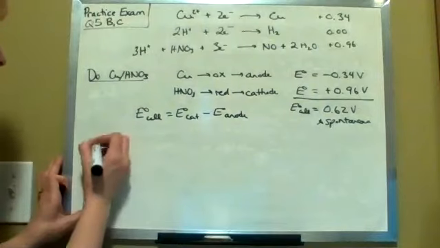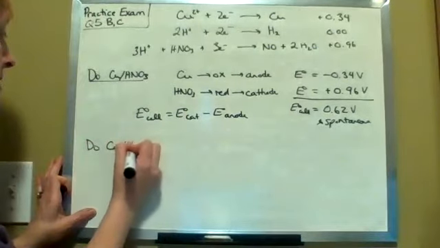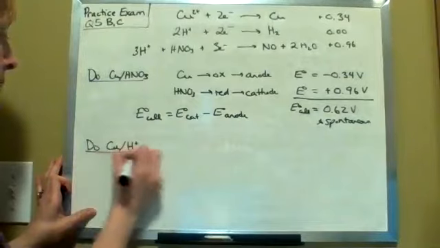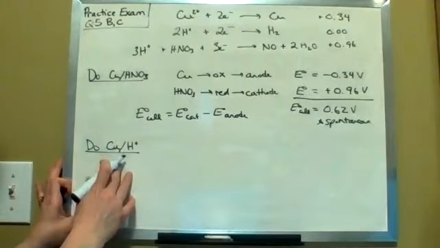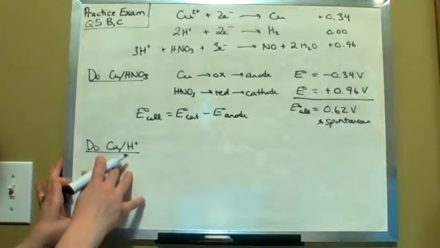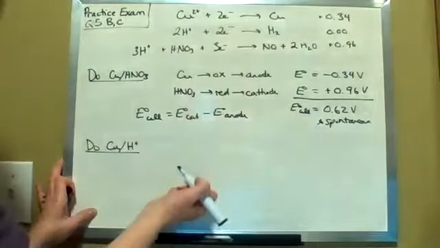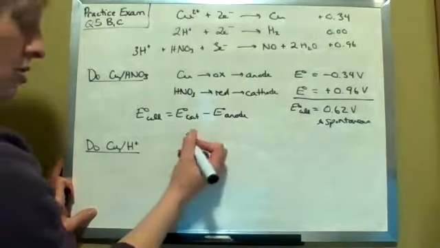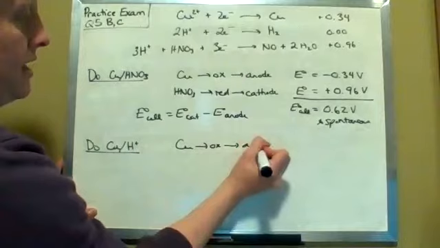Now, if you want to look at the copper and the hydrochloric acid couple. In the hydrochloric acid couple, the chloride is not participating in a redox manner at all. So it's not being reduced. It's the H+ that is being reduced down to hydrogen gas. So our first thing that happens, our copper is getting oxidized. So that's our anode again.